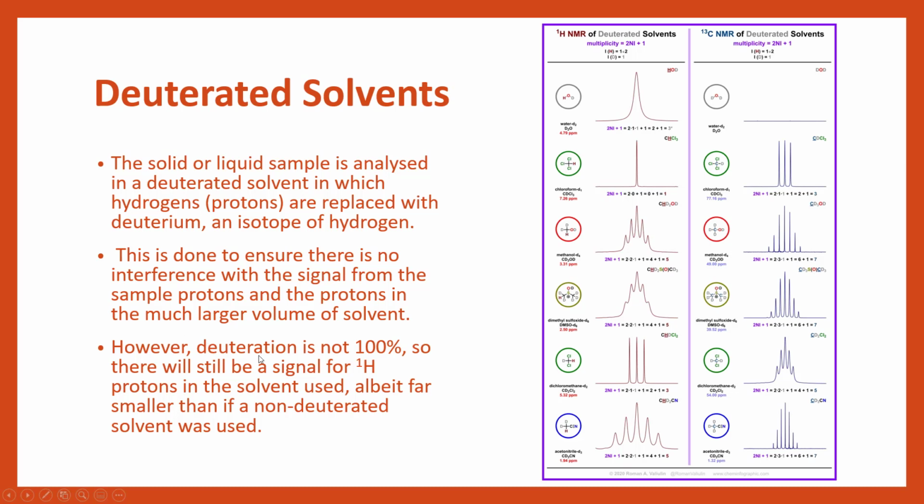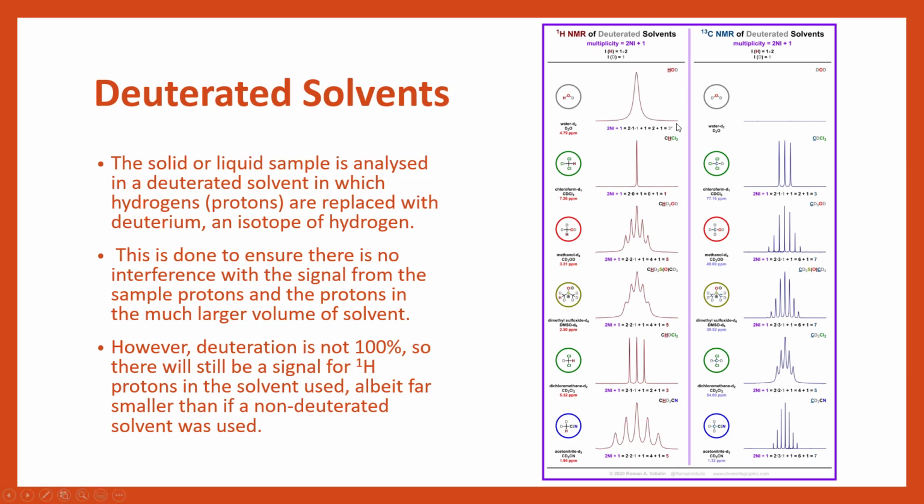Deuteration isn't always going to be 100%, and depending on how well you store your solvents, you may still get a signal for protons coming from the solvent. However, this is typically going to be far smaller than if a non-deuterated solvent was used. Some of the most common deuterated solvents that we use are deuterated water, chloroform-d, methanol, dimethyl sulfoxide, dichloromethane, and acetonitrile. Again, any hydrogens in their structures are typically replaced with deuterium.